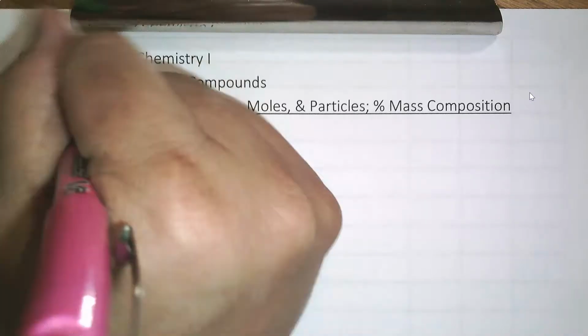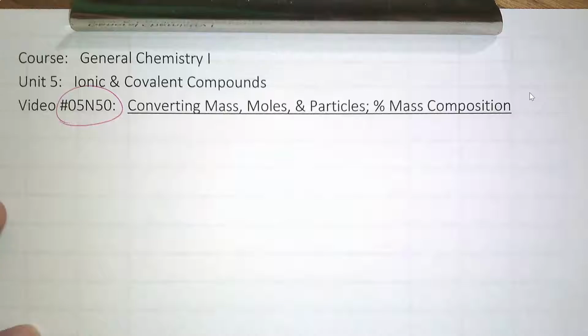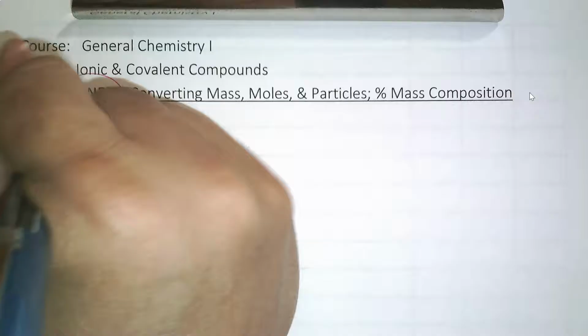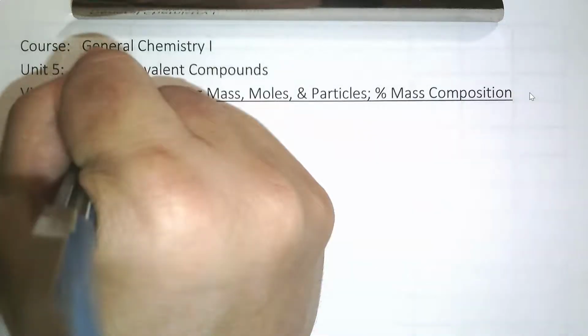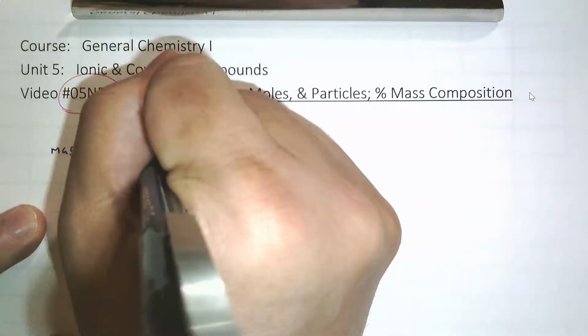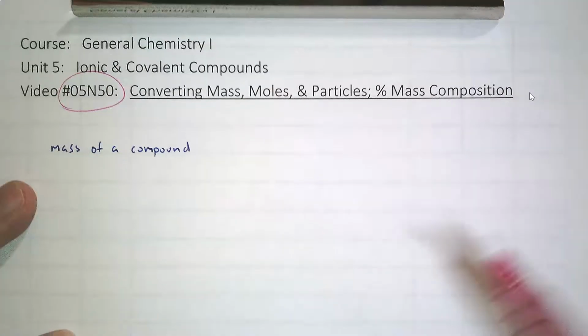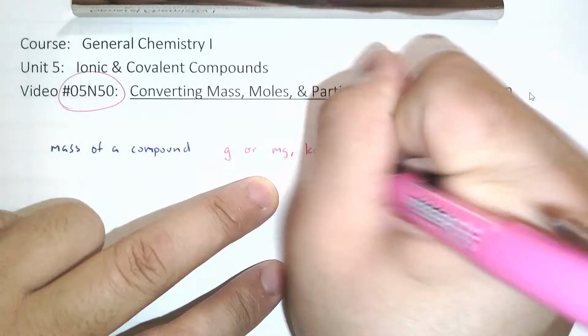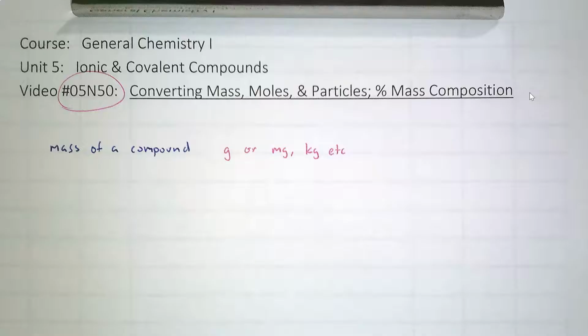Okay, this video is going to be pretty heavy on the calculations. You'll have some practice punching in numbers. But before we get to that, a little bit of bookkeeping. The first thing is mass, the mass of a compound. The mass of a compound typically can be given in grams or milligrams, kilograms, etc. That's a mass.